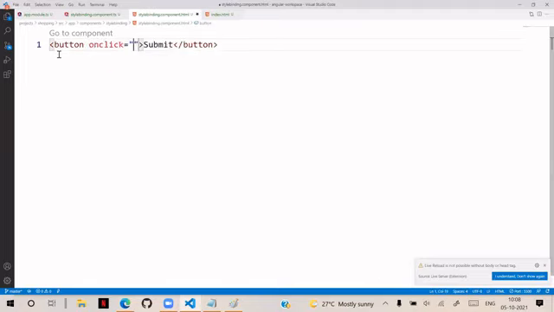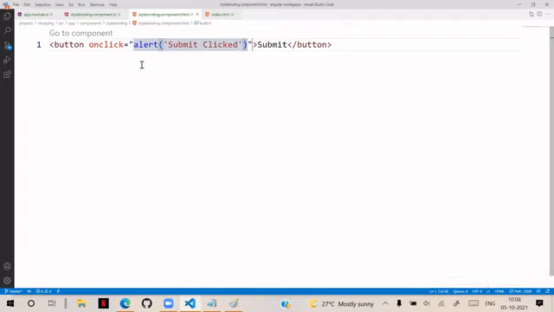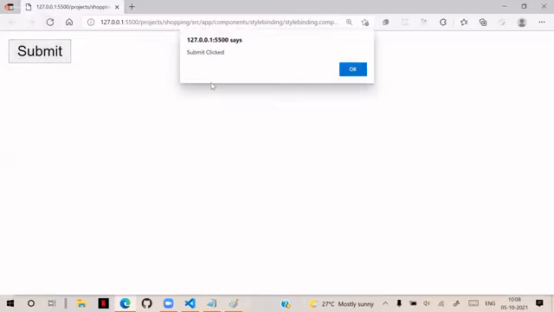That means onclick, suppose I write an alert, say "Submit clicked". Don't worry about what I am doing practically here. Just observe the concept. These are all things you are going to learn. Now you see the Submit button works. I will refresh, and the Submit button works. It says Submit is clicked.